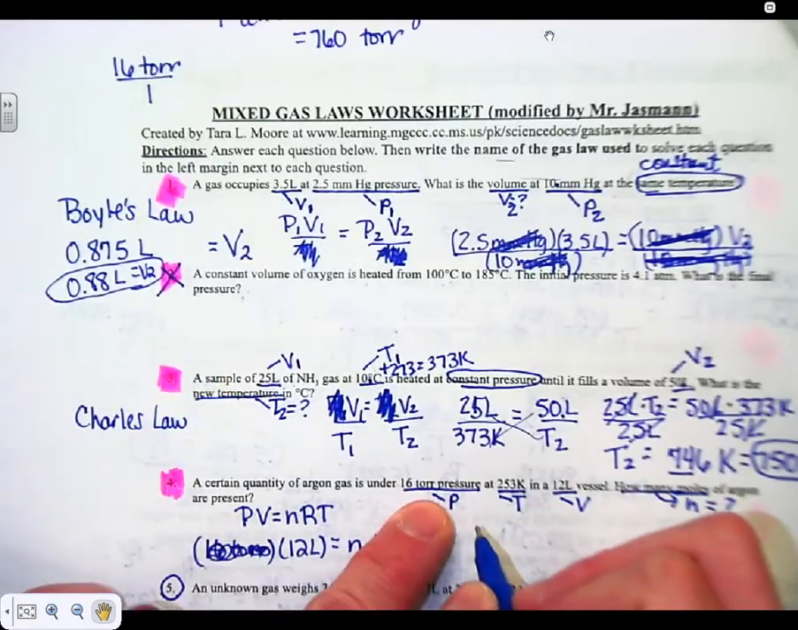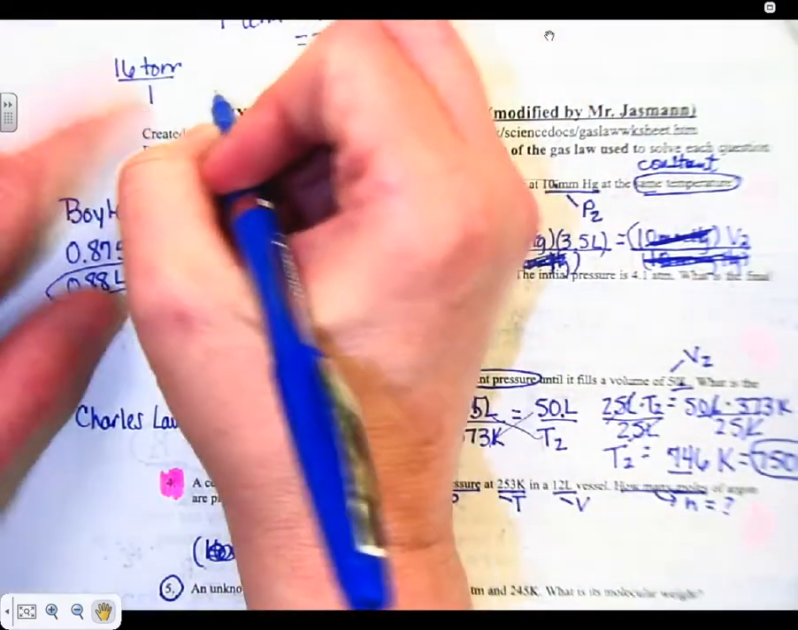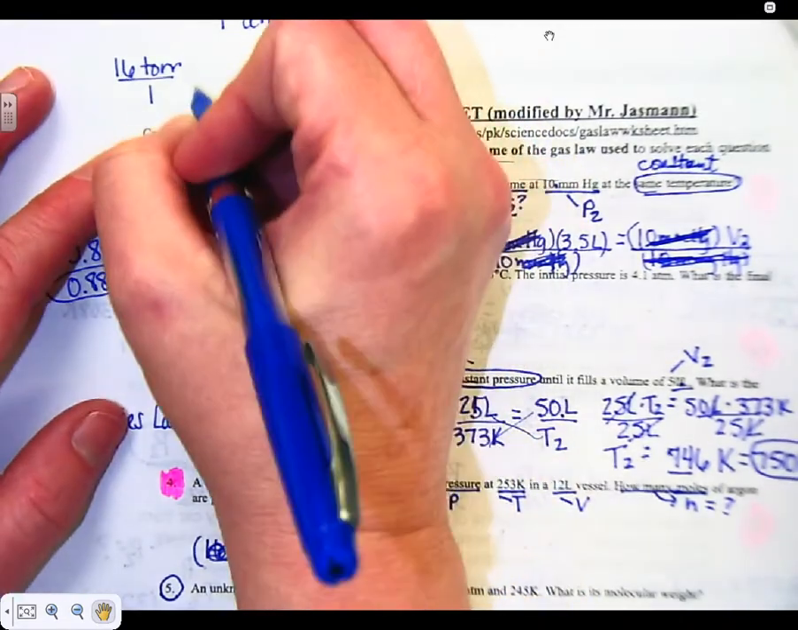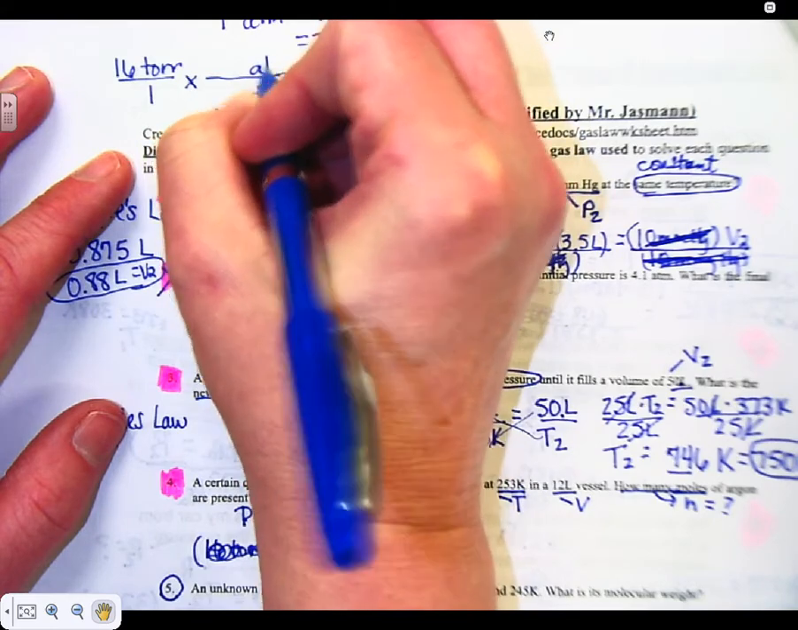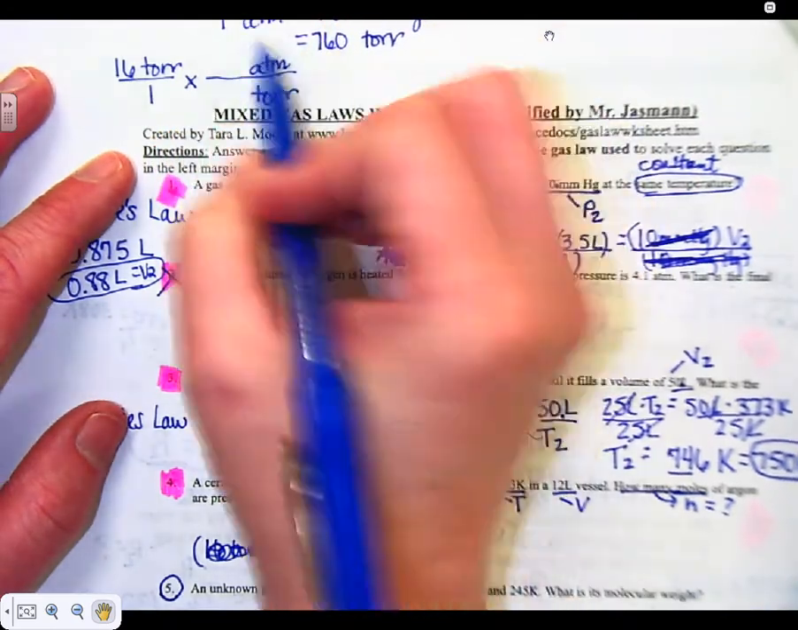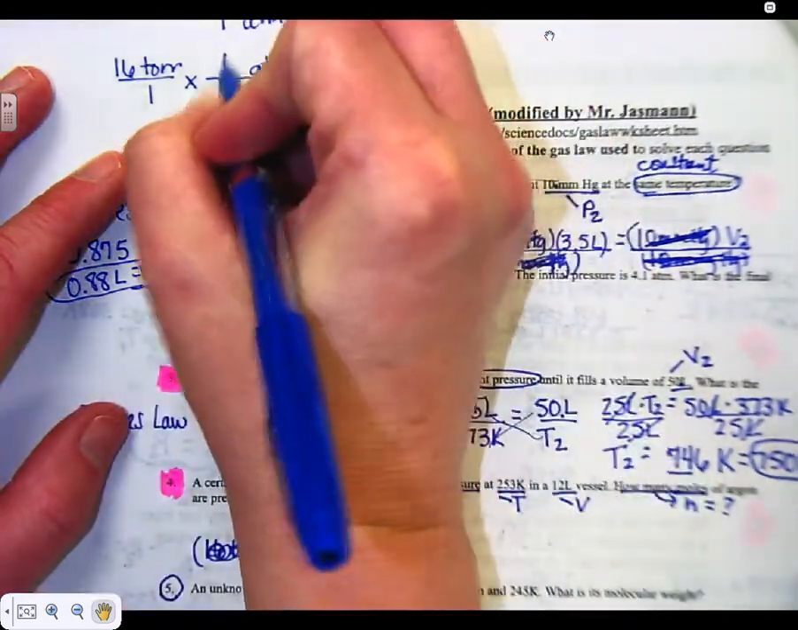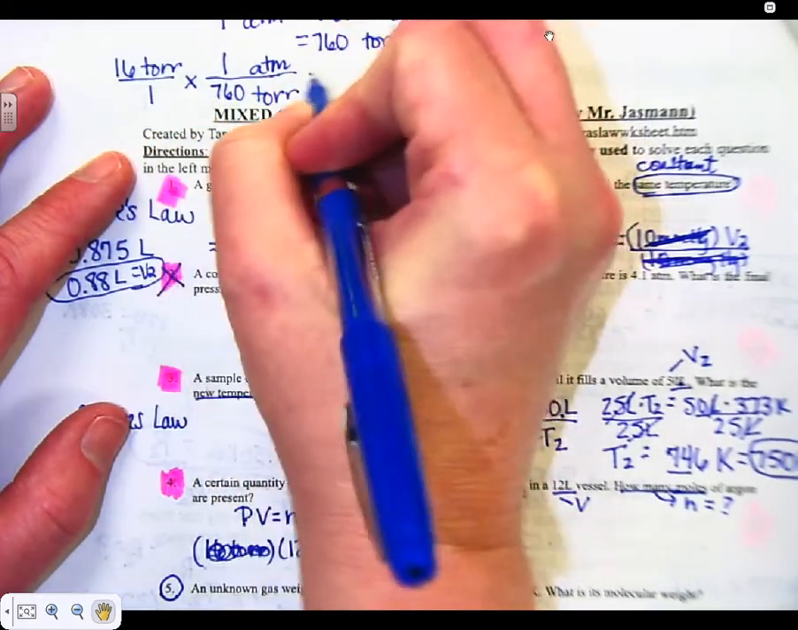According to our problem, 16 torr is our pressure, so we want to convert that to atmospheres. So we're going to put torr on the bottom, so it'll cancel out, and we want to change that to atmospheres, and here is our conversion factor. 1 atmosphere is 760 torr.